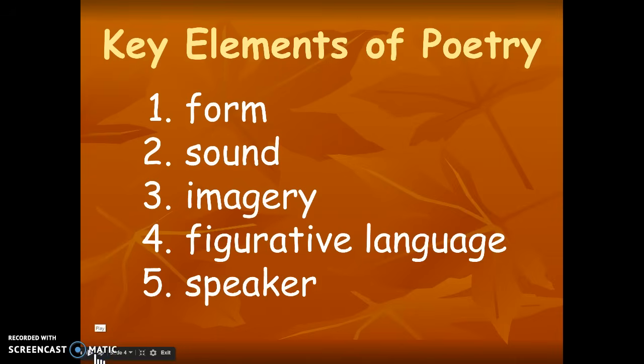As we read every poem in this class, we're always going to be looking at these 5 elements of poetry. I think these 5 elements will help you understand the poems a little bit better and be able to analyze them. When we look at the names of these elements, they're pretty self-explanatory: form of a poem, sound in a poem, imagery that you see in a poem, figurative language that you can find in the poem, and the speaker of the poem. We're going to go through each of these separately, and we're going to start with form.